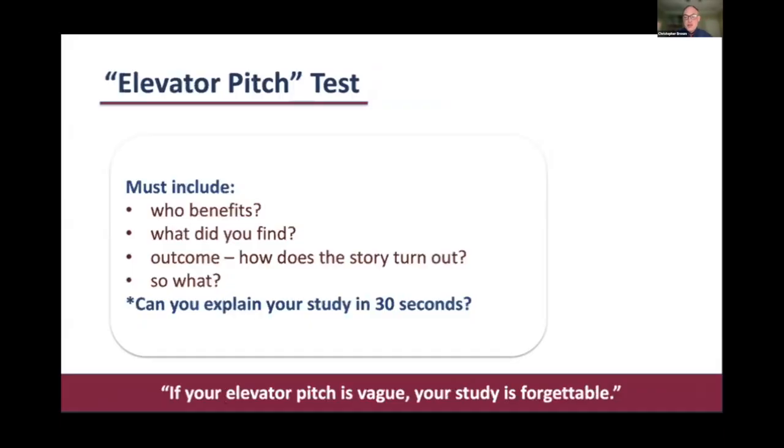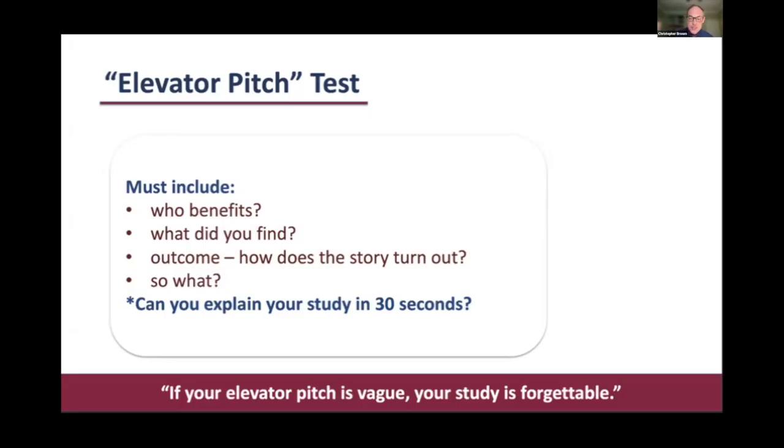And then there's the elevator pitch test, which is a bit different. This is about the distillation of otherwise complicated and unfamiliar content to a digestible product that members of the public might benefit from. Can you reduce your study to its essential message in 30 seconds? Who benefits? What did you find? How did the story turn out? And so what? If you start with methods when you're giving this type of explanation, you are already stuck down in the weeds. So, a couple of faux CPTJ examples.